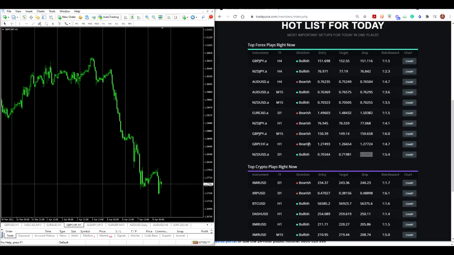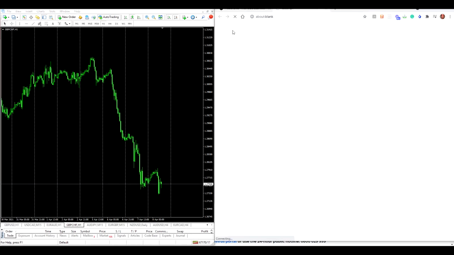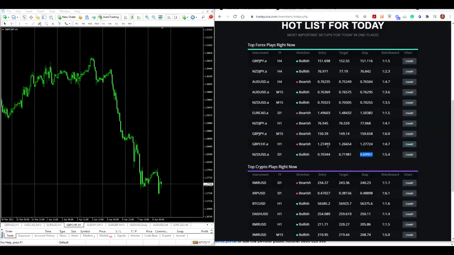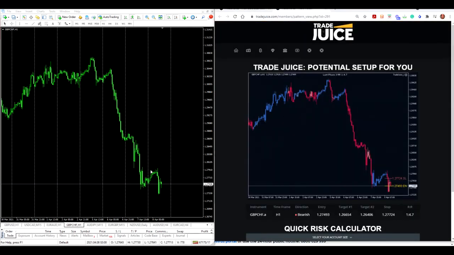I've got a signal that I can enter this pretty soon, and I'm going to go short. It's telling me to go short. It tells me where to enter, target, and where to place my stop. So there's my MT4 chart. There's the Trade Juice chart telling me the entry, stop, and the targets.